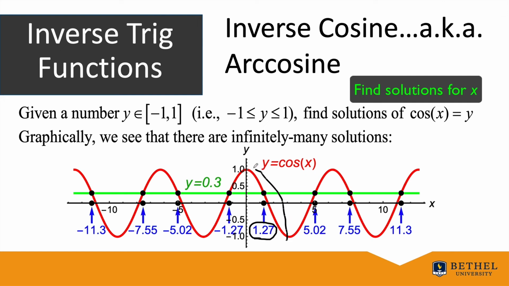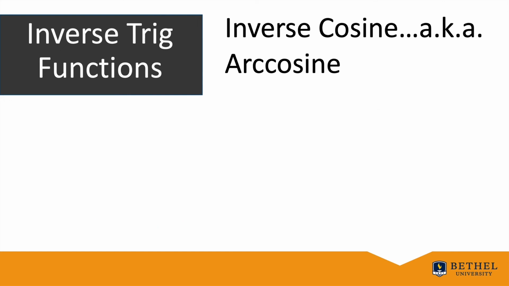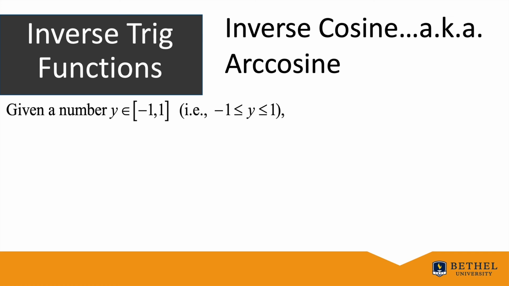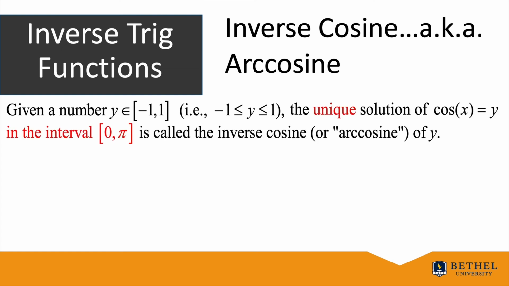Indeed, if you only focus on the piece of the cosine graph where x is between 0 and pi, then for every value of y, there is exactly one solution for x. The cosine function, restricted to the domain where x is between 0 and pi, becomes what's called a one-to-one function. For every output, there is exactly one input. It also passes something called the horizontal line test. No horizontal line goes through this piece of the graph more than once. One-to-one functions have inverse functions. In the present situation, given a number y between -1 and 1, the unique solution of the equation cosine of x equals y in the interval from 0 to pi is called the inverse cosine, or arccosine of y.